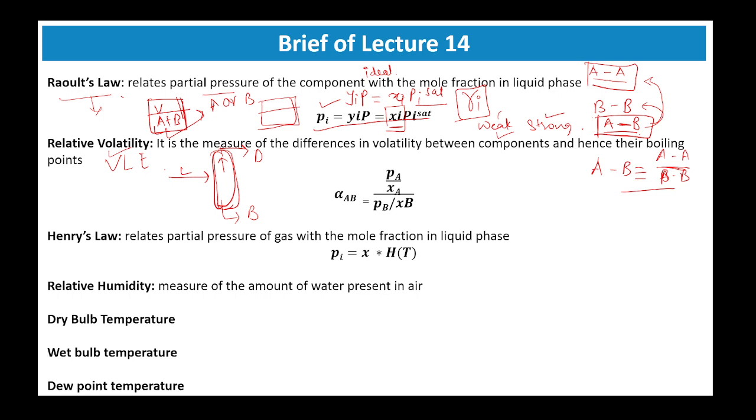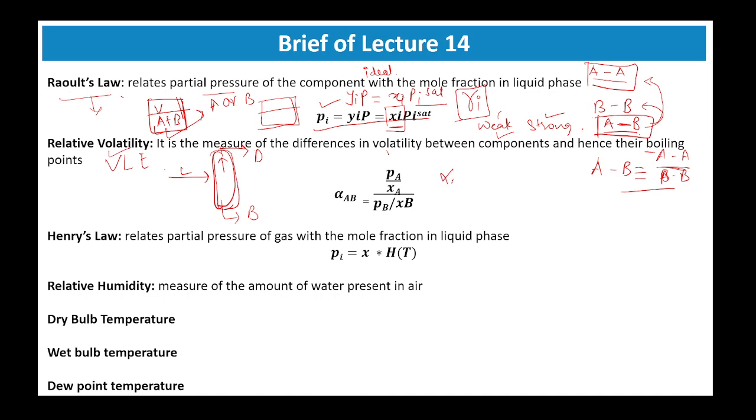So there is one terminology which is used to show what kind of difference is observed in the volatility, or the boiling points, of two components which you need to separate by boiling point difference. So relative volatility, as the name suggests, represents the difference between the volatility of two components, and volatility is represented nothing but by boiling points.